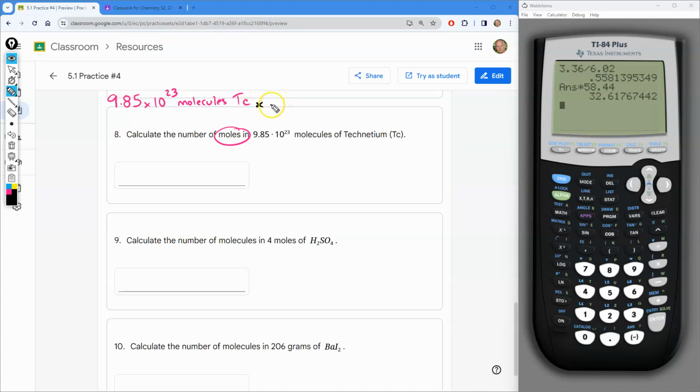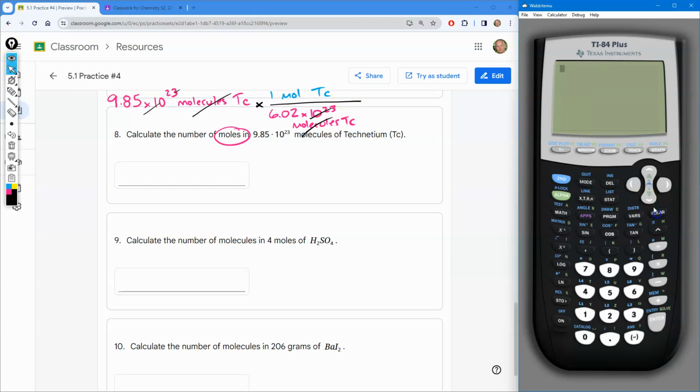To go from molecules to moles, all we're going to use is Avogadro's number, which is 6.02 times 10 to the 23rd. That's how many molecules are in 1 mole. And again, we got lucky here. These powers are the same, so we can cancel those out, and the units. So our calculations are going to be pretty straightforward. It's just going to be 9.85 divided by 6.02.